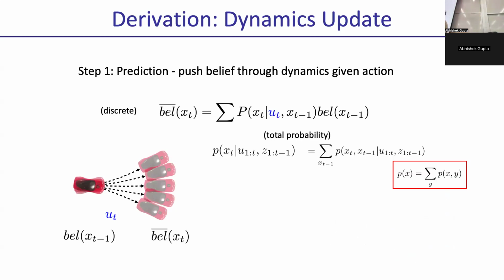Does it make sense? So the important thing is we introduced this additional variable xt minus 1 and we summed out over xt minus 1. The left and the right-hand side are exactly the same. We just used this identity. Okay, now what's the next step?